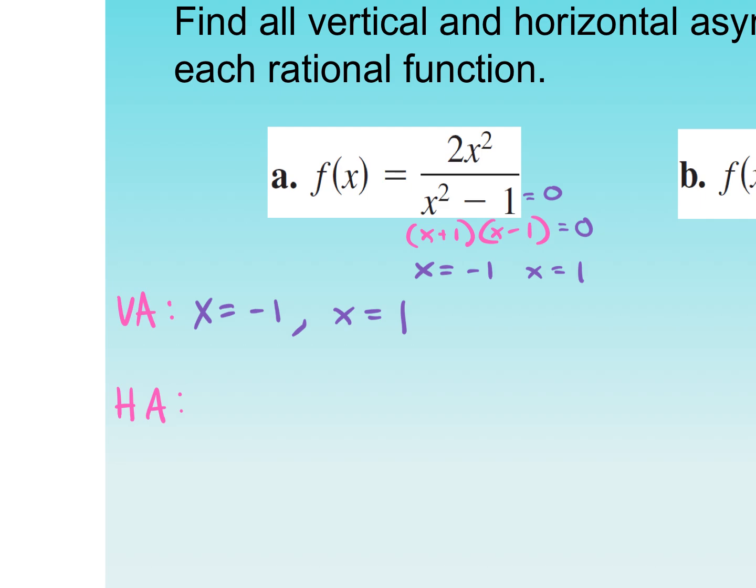Vertical asymptotes are a vertical line. They're like a dotted line on your graph. You need the x equals. It's not just a number. You need the x equals there.